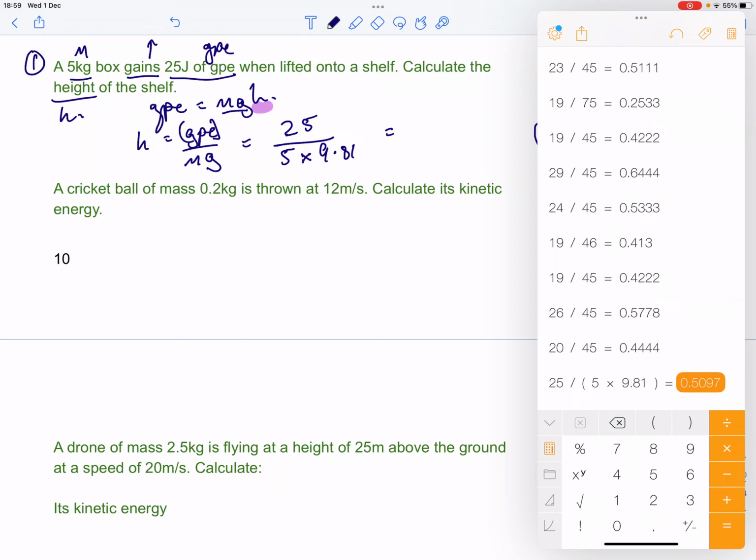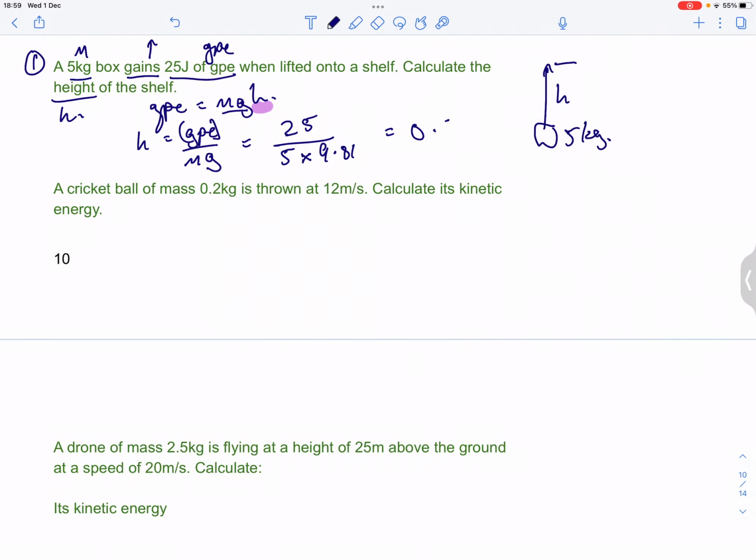0.51. And because everything's in standard units, joules, kilograms, etc., that's going to be in meters. So 51 centimeters or 0.51 meters off the ground, or higher than wherever it was when it was lifted. Okay, so that's one for gravitational potential energy.